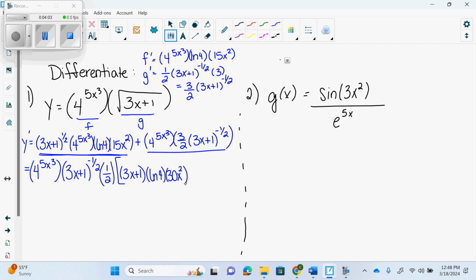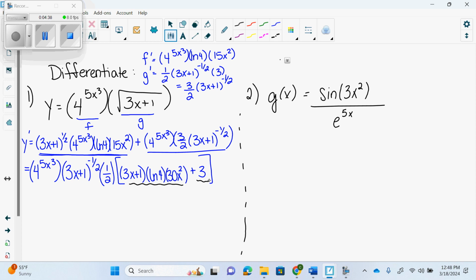I can take it out as a half instead of the 3. So I take the 4 to 5x cubed out. I take the 3x plus 1 to the negative 1/2 out. And when I take a half out of 3/2, it's actually 3/2 times 2, so I'm just left with a 3. Now this is one term technically, and so is this. Is there anything else I could have taken out? So this is 3x plus 1, ln 4, and 30x squared, which are all multiplied.